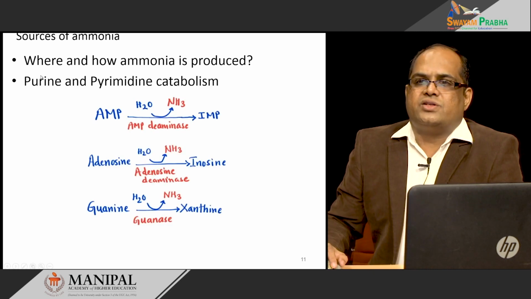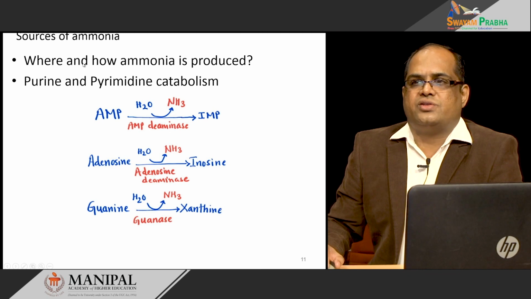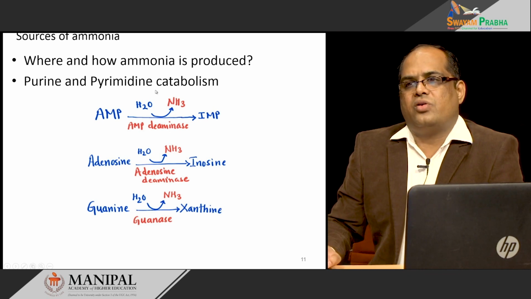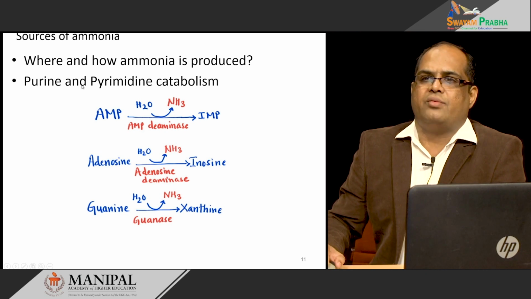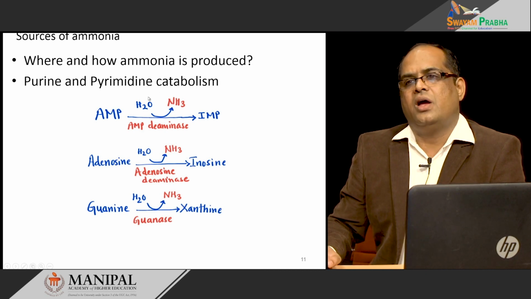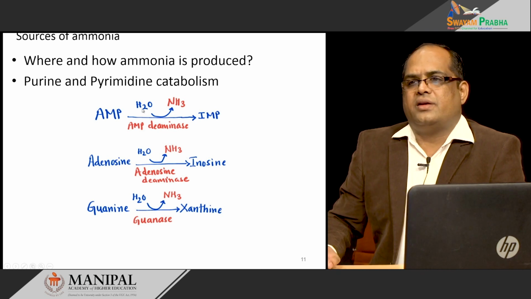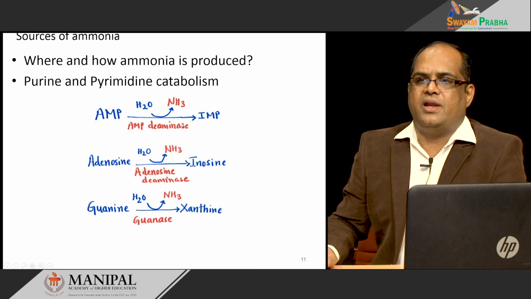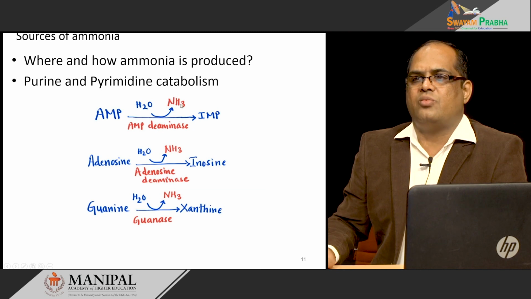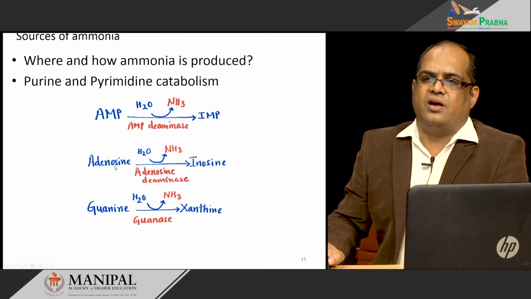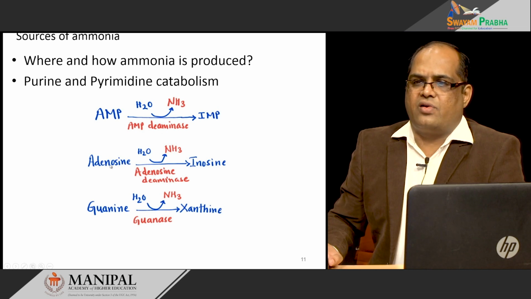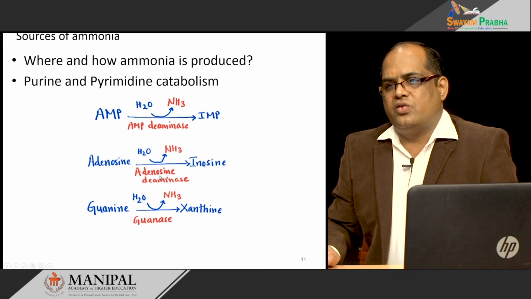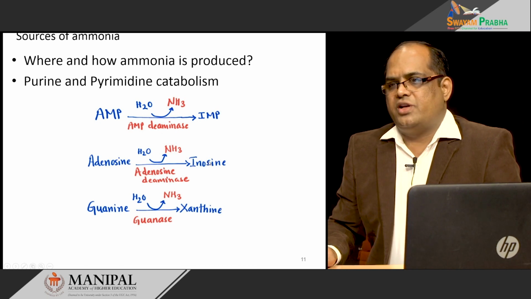So, we saw the major sources of ammonia from different tissues, but there are also some minor sources. A small amount of ammonia is produced from purine and pyrimidine catabolism. In purine catabolism, we can get free ammonia when adenosine monophosphate is acted upon by adenosine monophosphate deaminase, and it is converted into inosine monophosphate. During this process, the ammonia is released, and then we also get free ammonia from adenosine acted upon by adenosine deaminase enzyme, and it is converted into inosine.